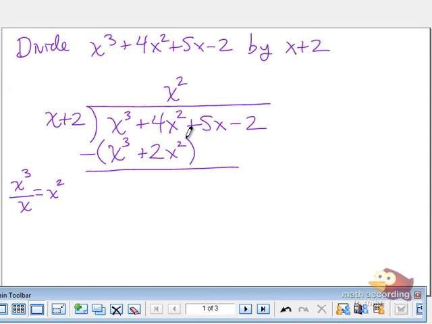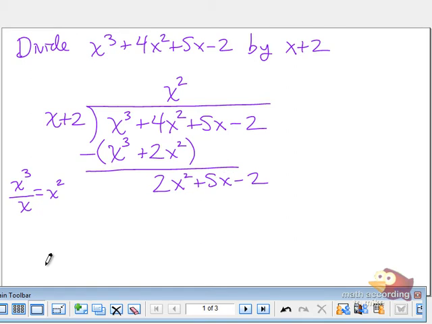What happens to the x cubes? Cancel. Your first term should always cancel. And then 4x squared minus 2x squared is 2x squared. Are we done? Heck no. Bring down the rest. We'll use a different color for emphasis. All right, we're not done.